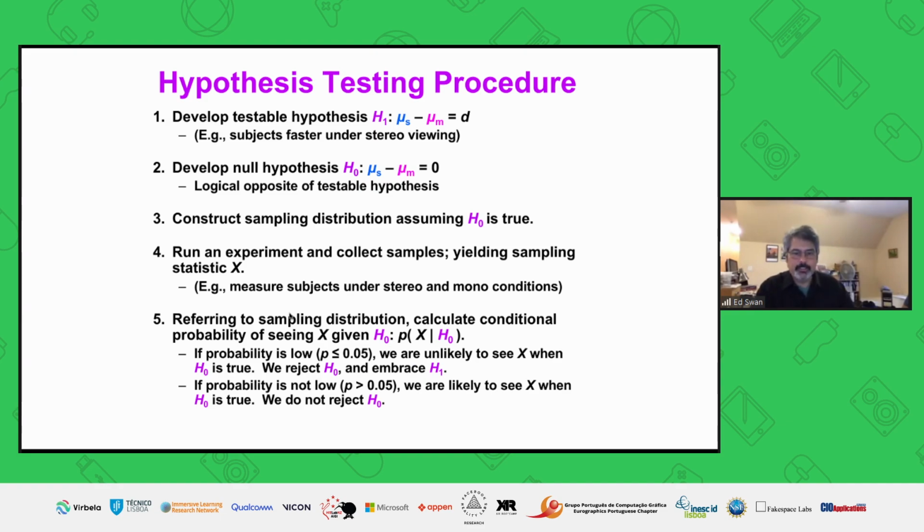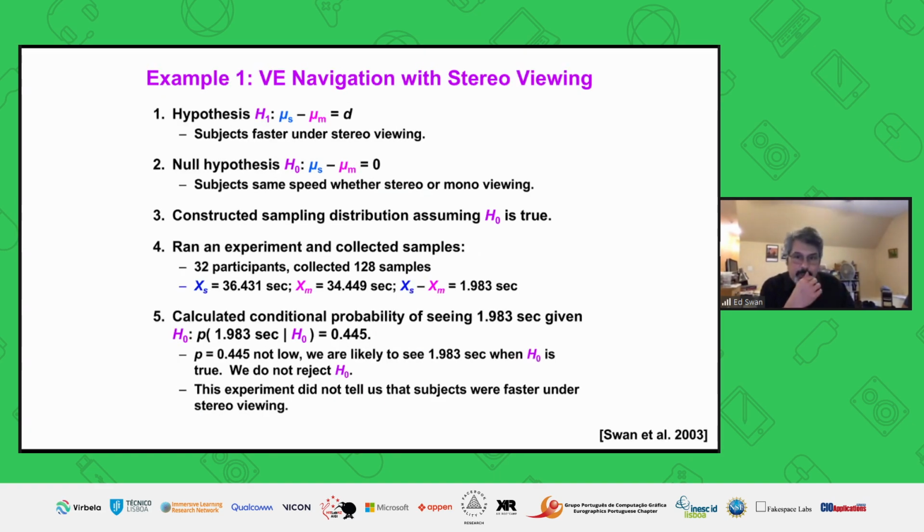A lot of the complexity of statistics is involved in calculating this conditional probability. But as long as we can calculate it, we can go through this logical procedure. So here's the first example from a study that I did with Joe Gabbard a long time ago. Our hypothesis was that subjects were faster when viewing stereo. The null hypothesis was that they were the same speed, whether viewing in mono or stereo. We constructed a sampling distribution, assuming the null is true. We ran an experiment, we collected these samples, and we found a difference this time of about 2 seconds.